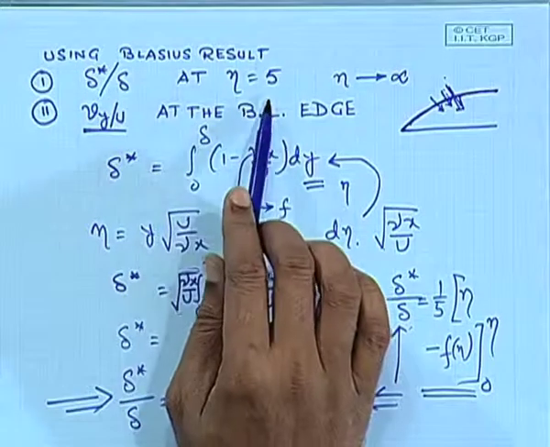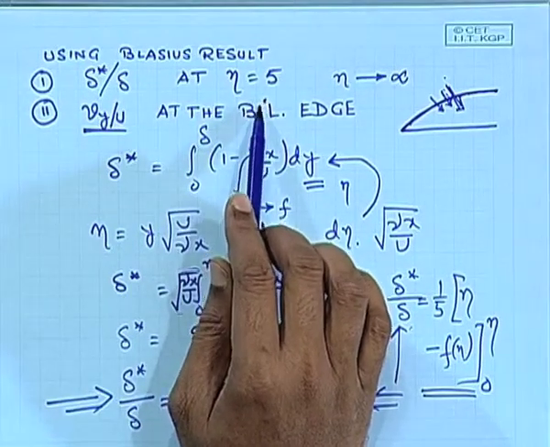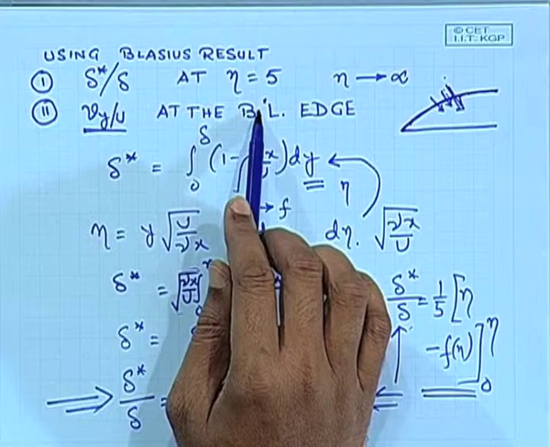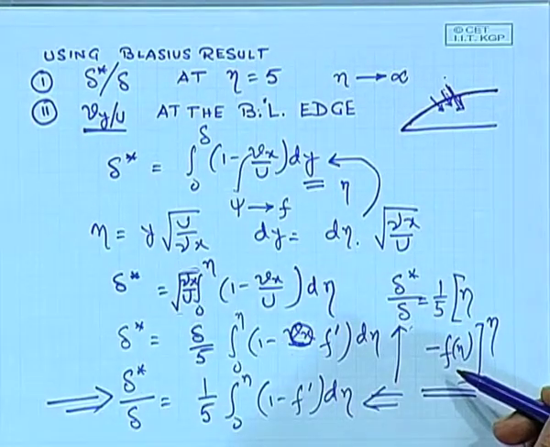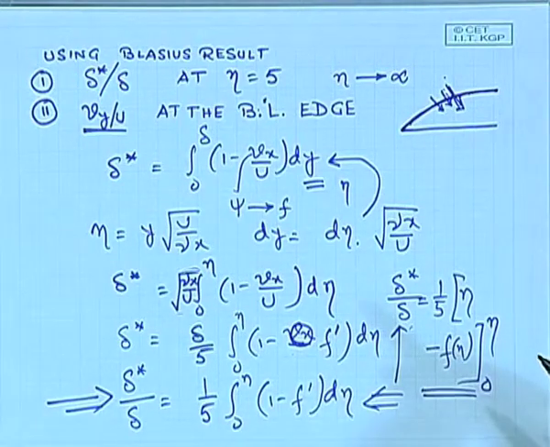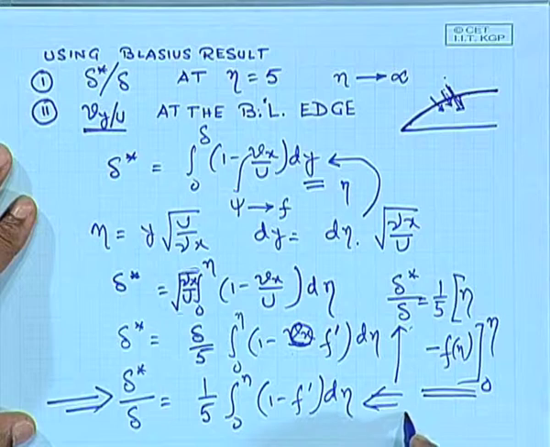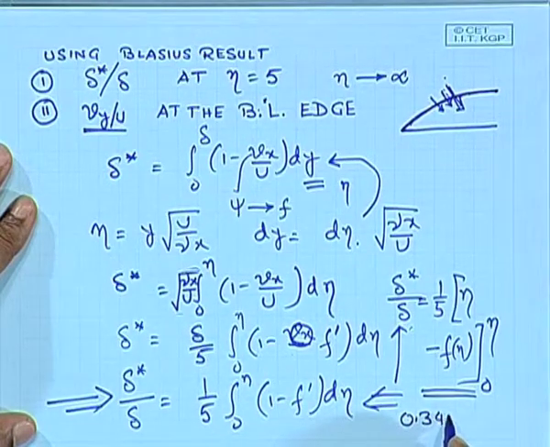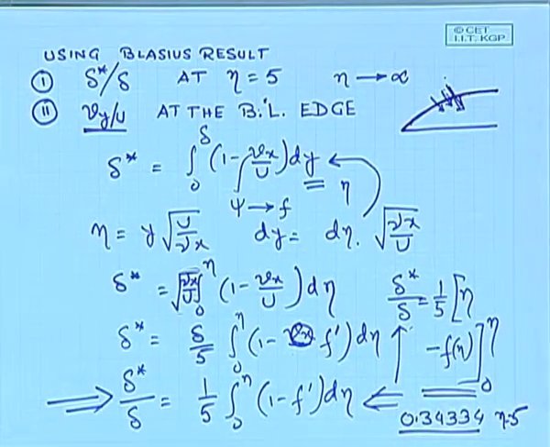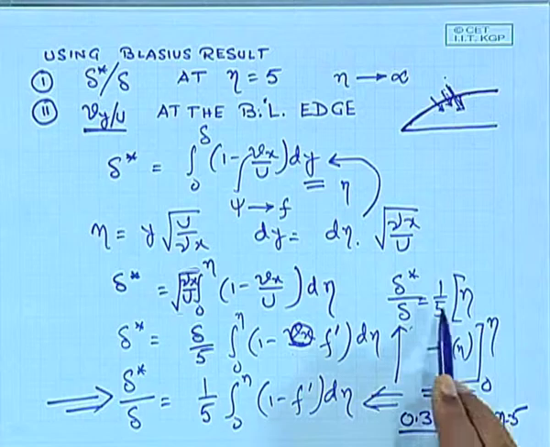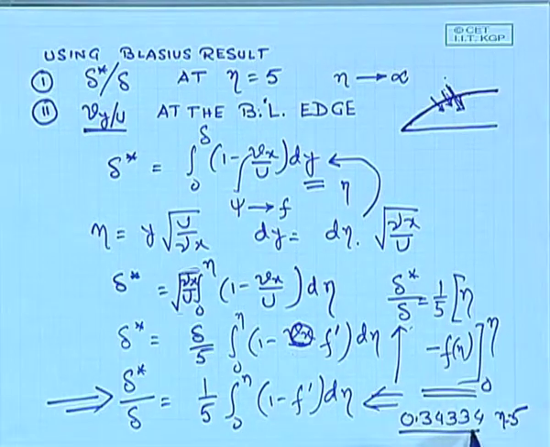So, this is the expression which you have to calculate at different eta. When eta is 5, it is straightforward. You look at the expression, look at the table, at eta equals 5, your f is 3.28 or so. Fine, a numerical value of delta star by delta can easily be obtained, and the value that you should get is 0.34334. This is at eta equals 5. So, at eta equals 5, you find this and this is the result.